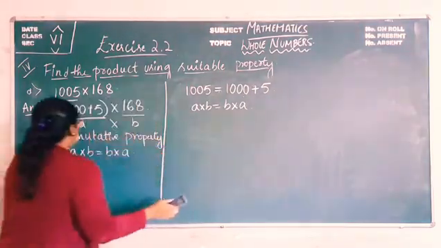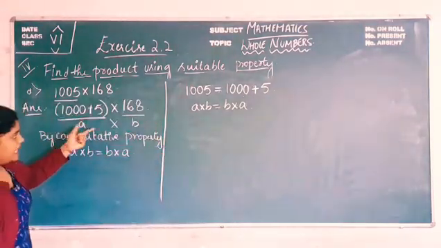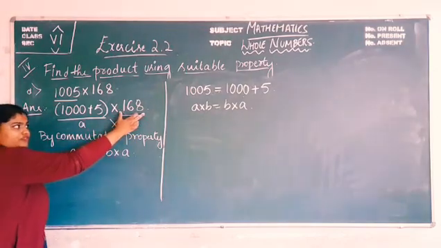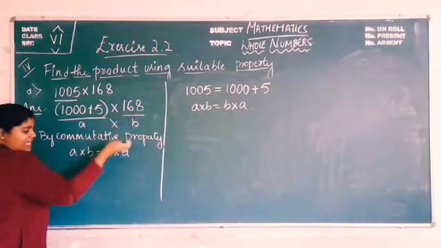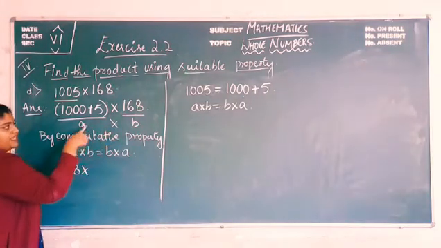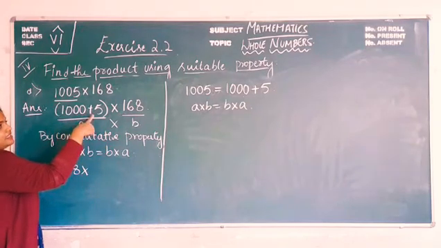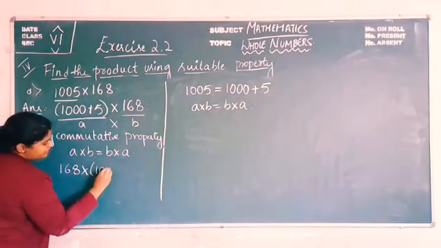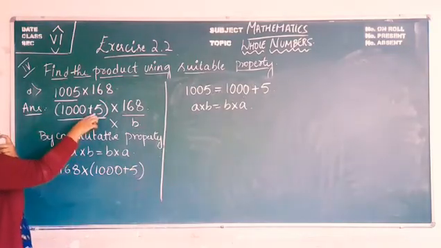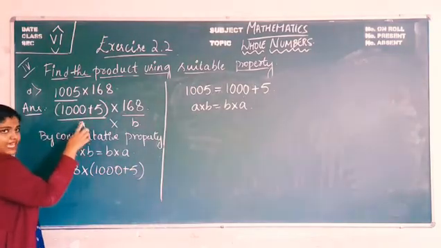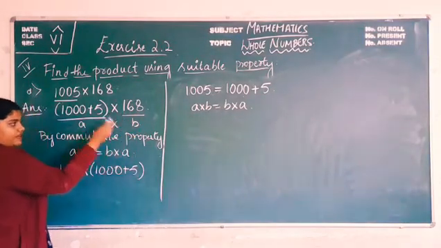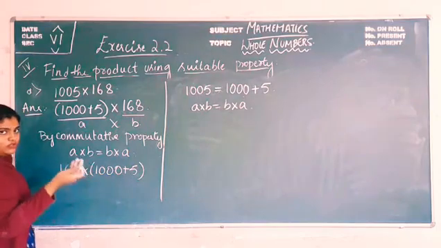So what I do is, I have considered this 1000 plus 5 as A and this 168 as B. Now I will interchange this. First I will write B, that is 168, so first I will write 168 into A. A we have considered as 1000 plus 5. So by commutative property we know that A into B is equal to B into A.